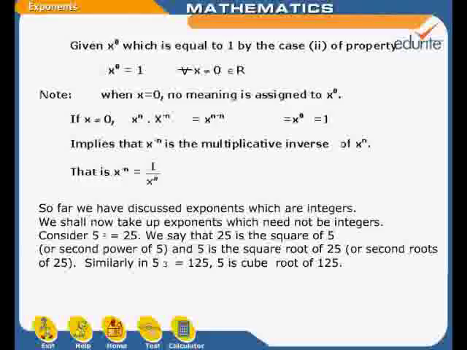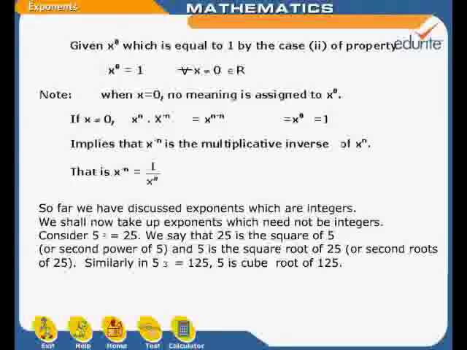That is, x raised to the power minus n is equal to 1 upon x raised to the power n. So far, we have discussed exponents which are integers. We shall now take up exponents which need not be integers. Consider 5 raised to the power 2 is equal to 25.